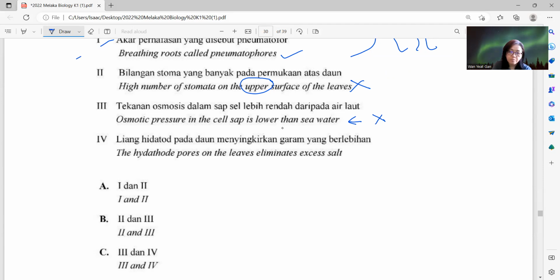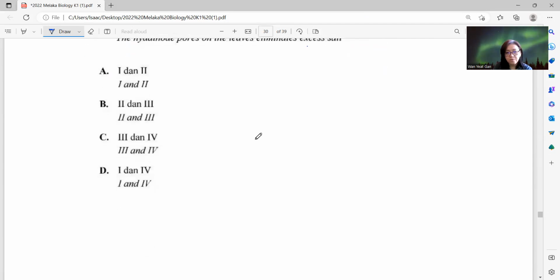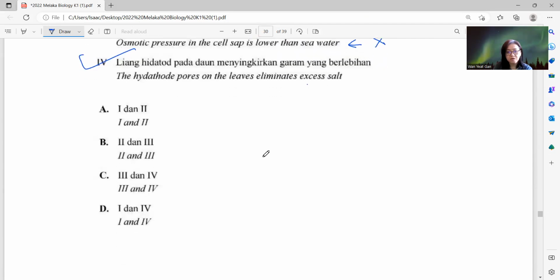And the last one, the hydathode pores on the leaf can eliminate excess salt. So this is correct. Any excess salt that is absorbed by the root will be expelled out, eliminated through the hydathodes. So D.